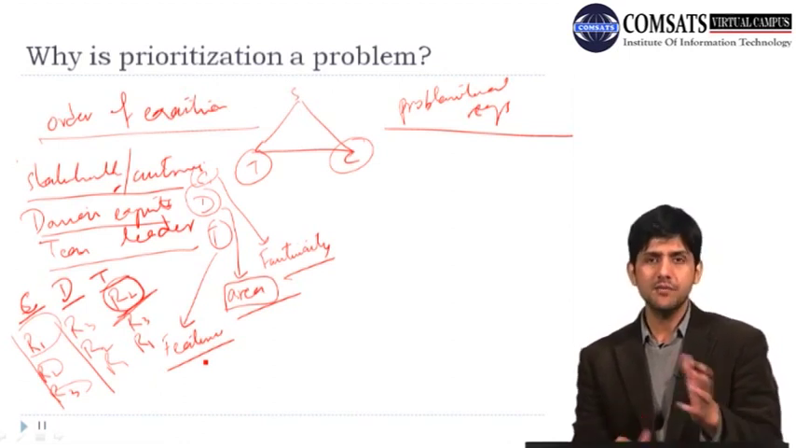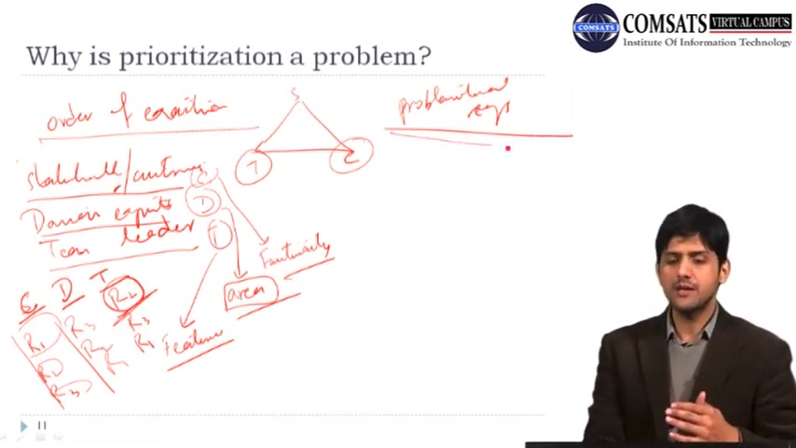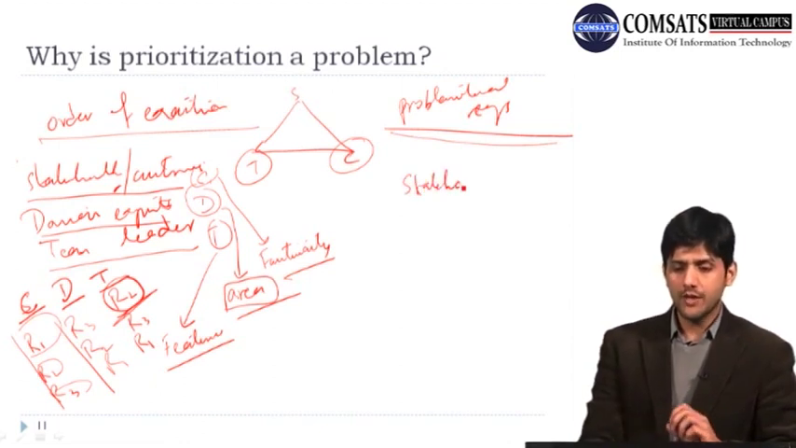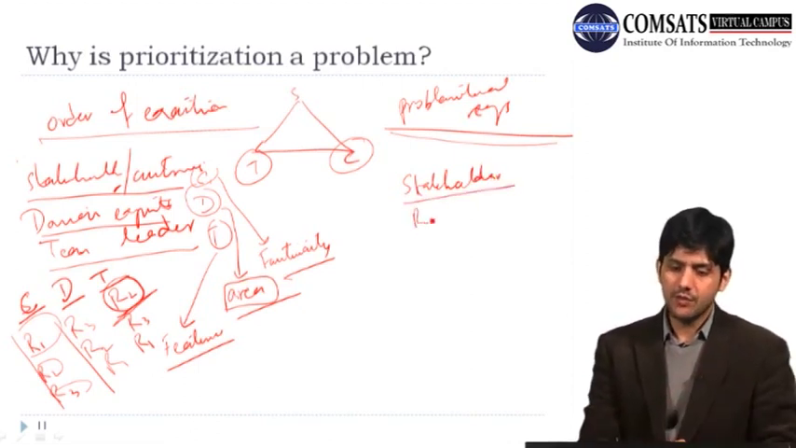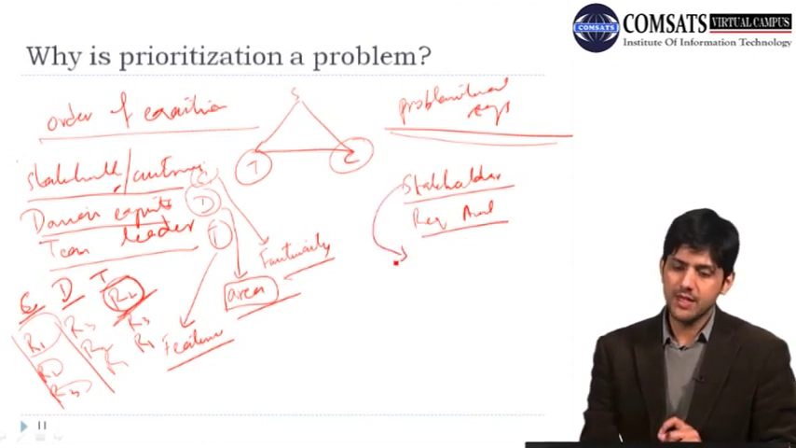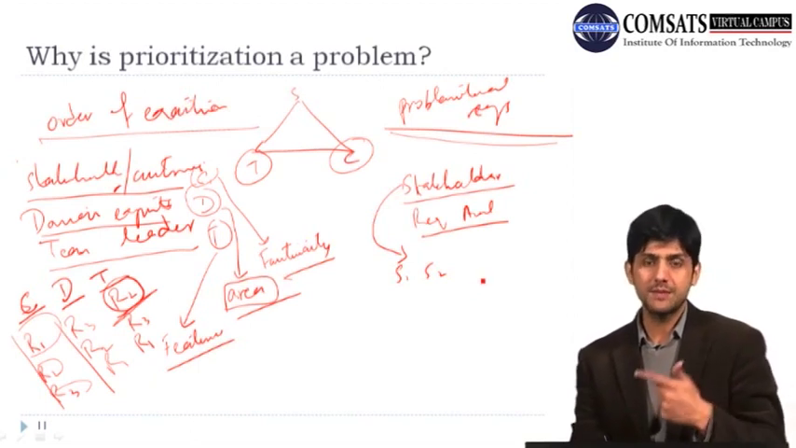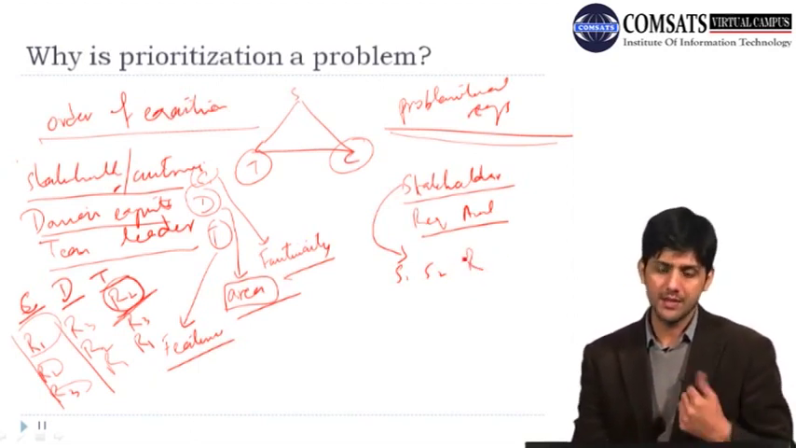And the same is the case even if we look at all these problematic requirements. Normally, what kind of people would be there? There would be stakeholders, and then there would be requirement analysts. So these two would be there, and when we talk about stakeholders, there can be multiple groups. For example, S1 represents one group, S2 represents another group, and R represents requirement analysts.